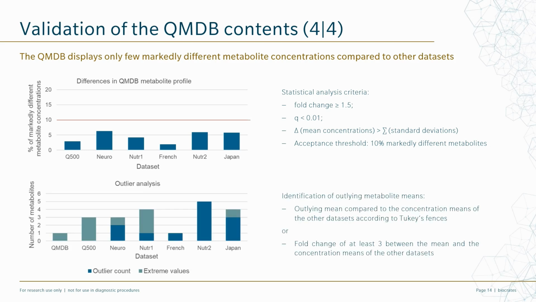The outlier analysis of metabolite concentration means in the different datasets revealed a couple of outliers in other control datasets, but none in the QMDB. Extreme fold changes between the datasets were also monitored. These were defined as at least threefold difference between the mean in a dataset and the mean concentration according to all datasets. The number of extreme metabolite concentrations in the QMDB was below average. Thus, all of these analyses showed that the QMDB is indeed suitable to serve as a quantitative metabolomic reference database.